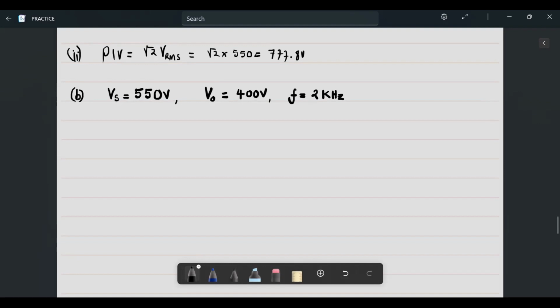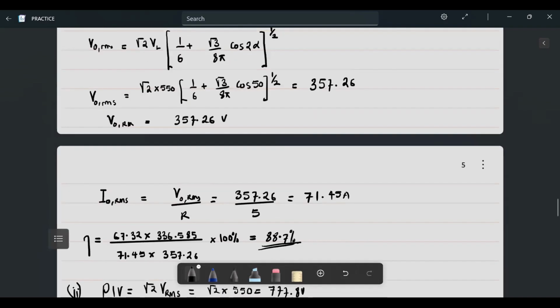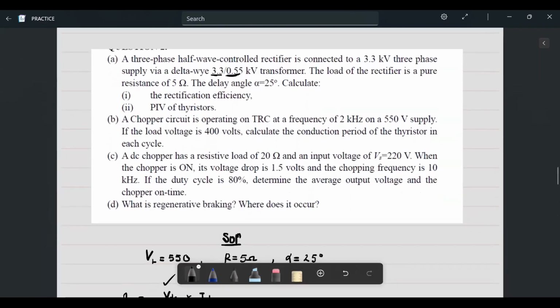Now I want to find it. So the question says we have to determine the time. Calculate the conduction period of the thyristor in each cycle. In each cycle, I want to find out during this cycle when it was on, what was the conduction period? How long was this thyristor on, or how long was it off?